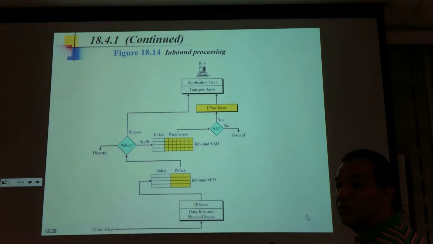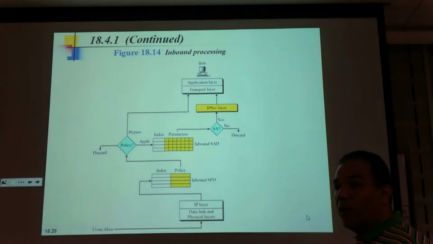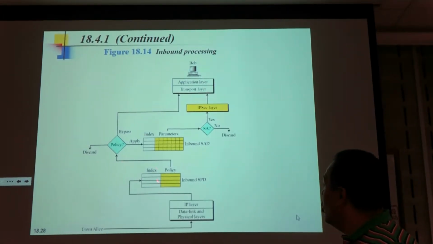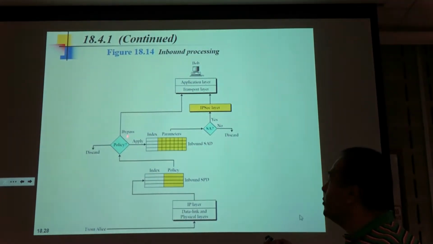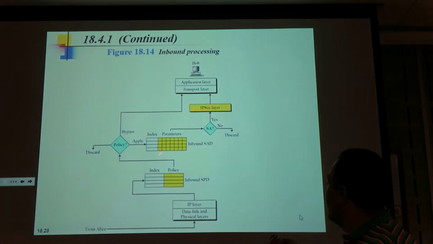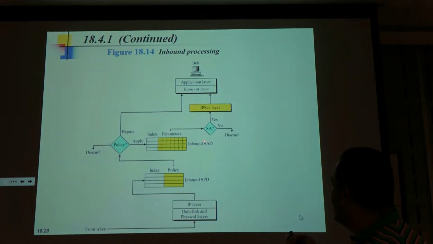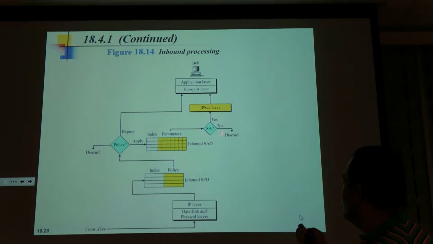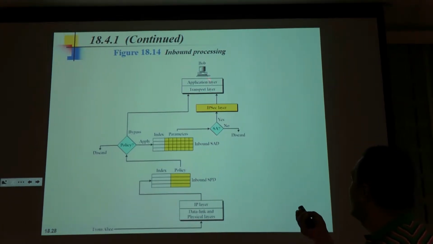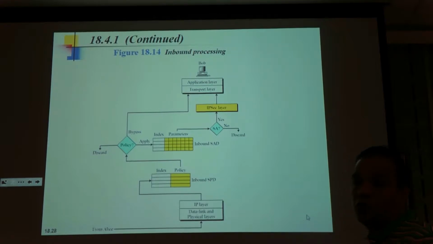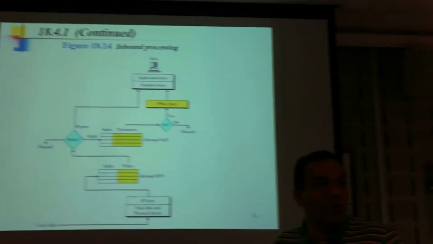It did not follow the policy. The sender required the policy, and it was not used, right? Or if the policy says don't use policy, bypass, it's going to go up. But if not, you go to the inbound security association database and search for the security association. If it's there, then you apply it, then you go up. Otherwise, you discard because you don't have the key or the algorithm. Discard. You cannot do anything with it.